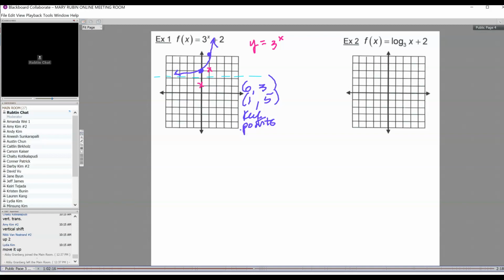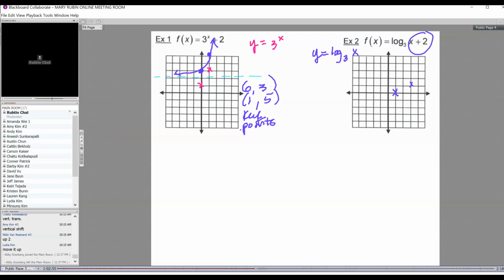So I know that these are inverse functions. I could graph log base 3 of x and then shift that also. So log base 3 of x would give you 1, 0, and 3, 1. So it would have been there, but I'm not going to do that because I'm shifting it up 2. So the same thing applies.